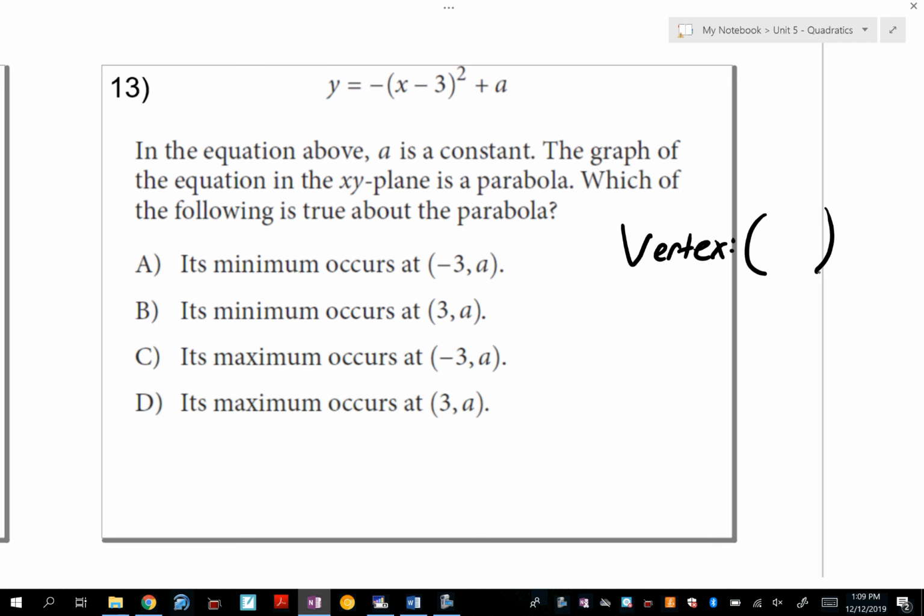It is 3 and a. Remember to think opposite inside the parentheses. So the vertex is 3, a.